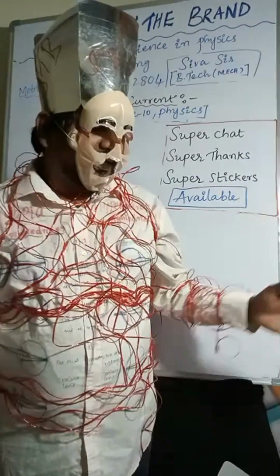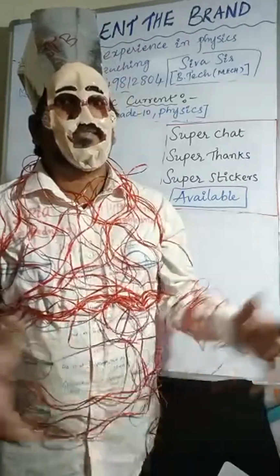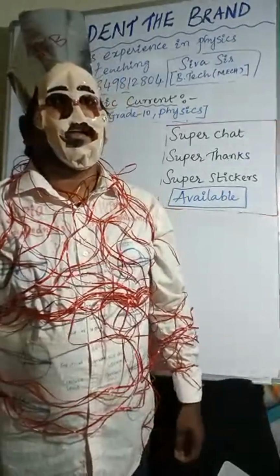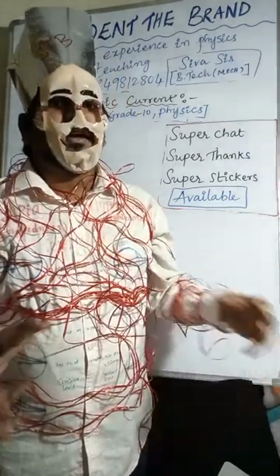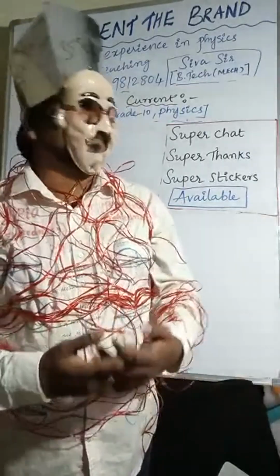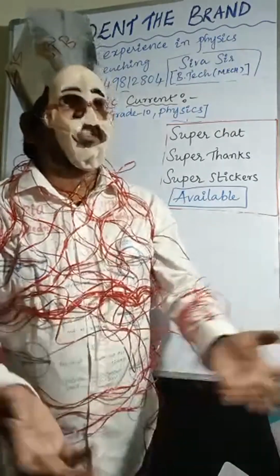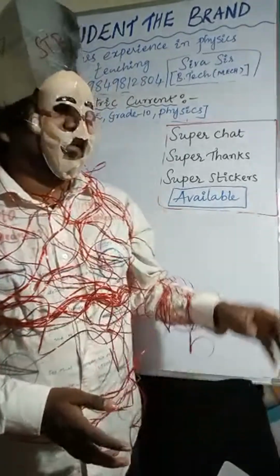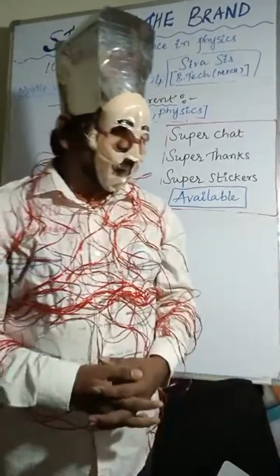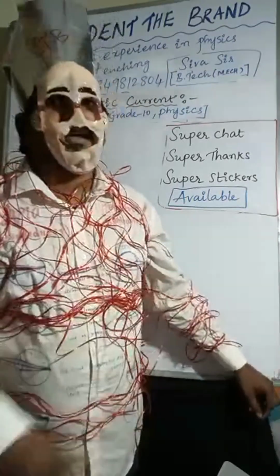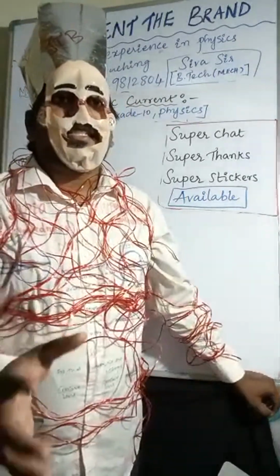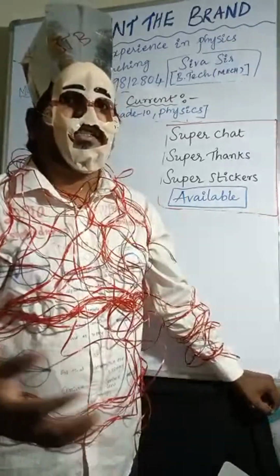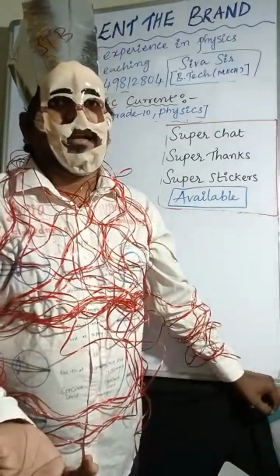So we completed these points about electric current. Now we are going to discuss the continuation of the previous live class, that is, resistors connected in series combination and resistors connected in parallel combination.